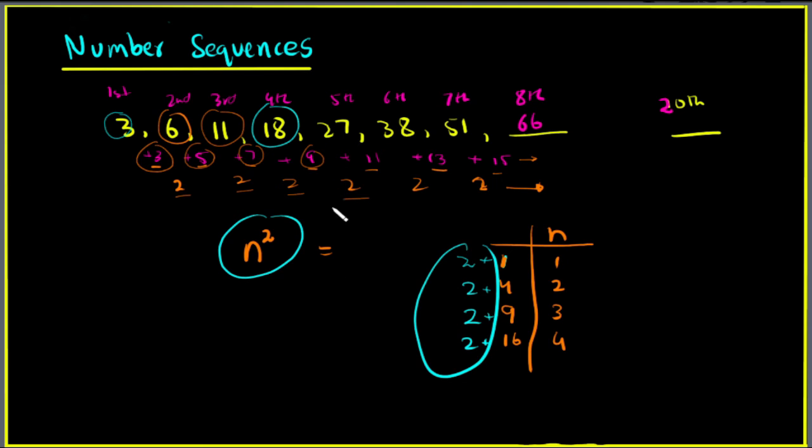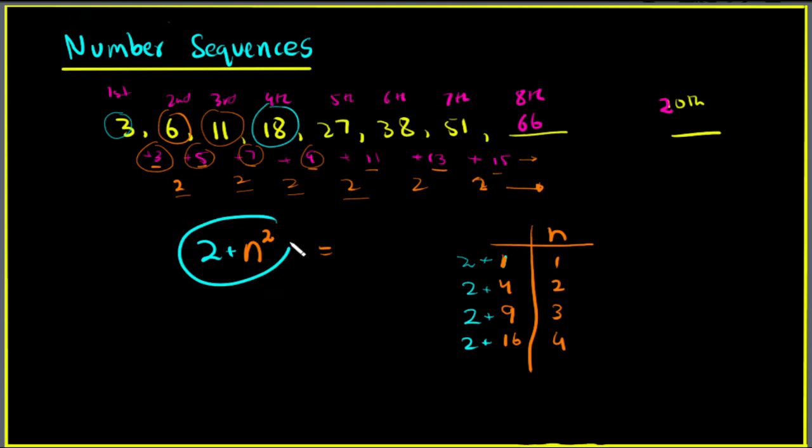We need to add 2 into all of these terms in order to get to the sequence that we are required. So all we just need to do is use this 2 plus n squared. So 2 plus n squared is the general term of this sequence, because whatever number we take, for example, we take 5, we can square it, we get 25, and then add 2, we get 27. So 2 plus n squared.